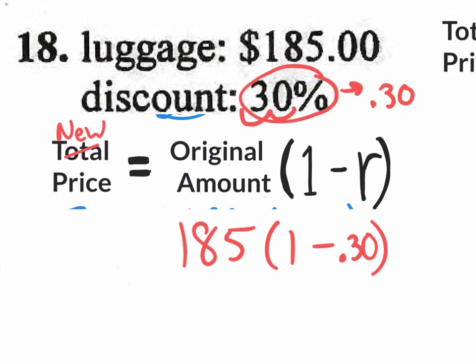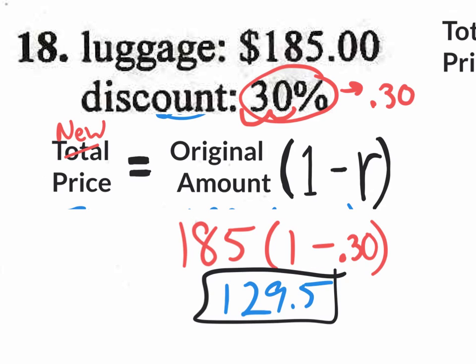That represents 30%. So on the calculator, you could type it in exactly the way it is, 185 times parentheses 1 minus 0.30, or you could do the 1 minus 0.30 in your head and say 185 times 0.7, and that'll give you an answer of 129.5. So that's your new price. Now, this is not including taxes, but that's your new price. If you're trying to find out how much the price drops with a 30% discount, that would be it.